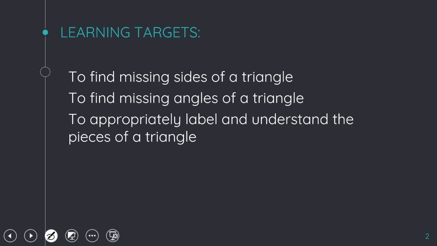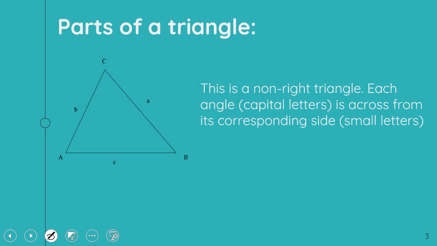Our goals are to be able to find the missing sides of a triangle as well as to find the missing angles. We also want to be able to appropriately label and to understand how the pieces of a triangle work together. Again, that part is similar to what we talked about with law of sines. We're going to use them a little differently in the formula.